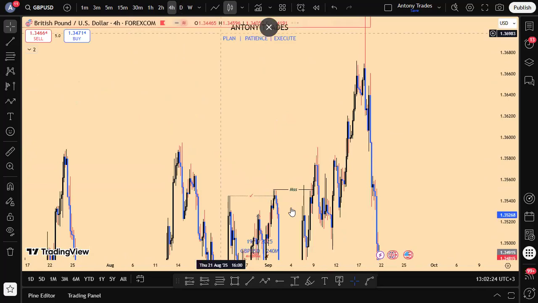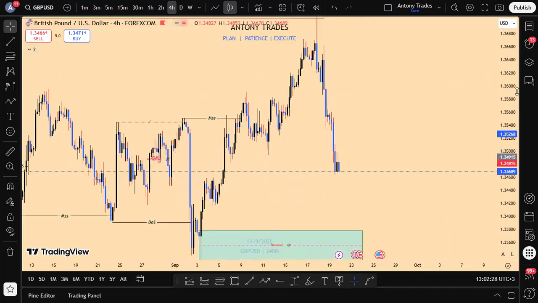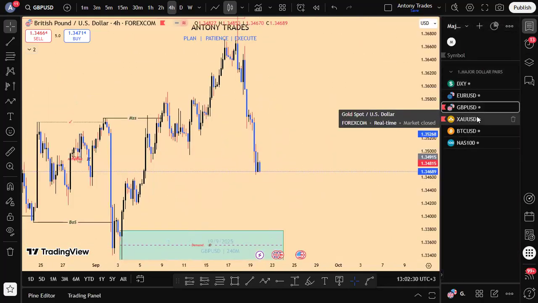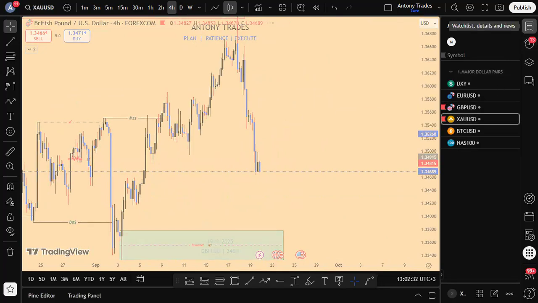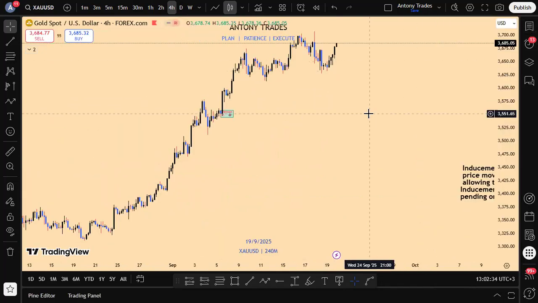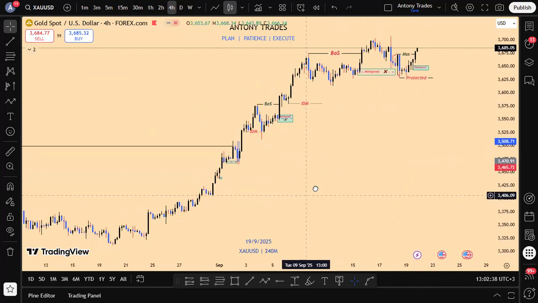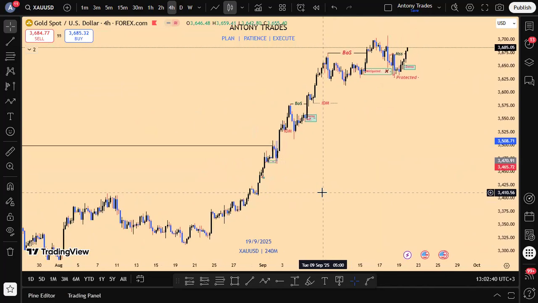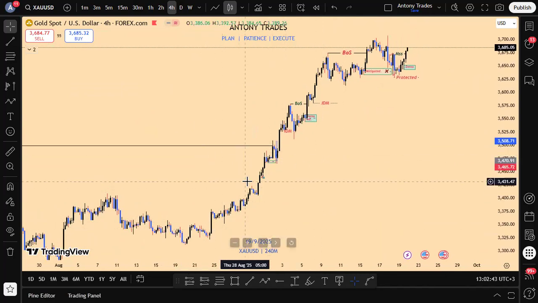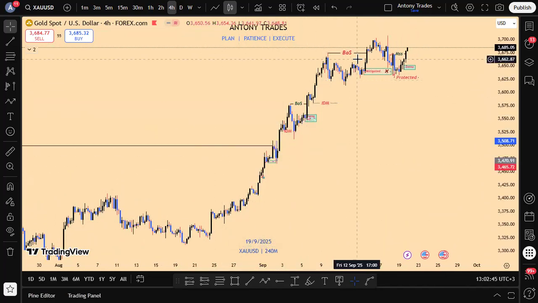So that is it on GBP USD. Now going down to the other pair, it's gold. Some of you like trading gold. So let us do analysis on gold. You know very well gold has been bullish. Gold has been pushing to the upside for some time.